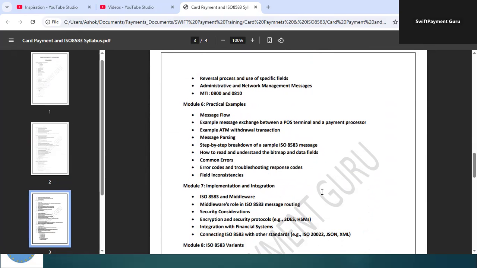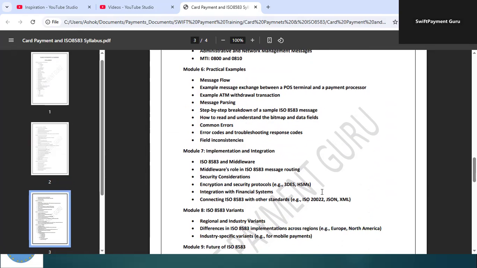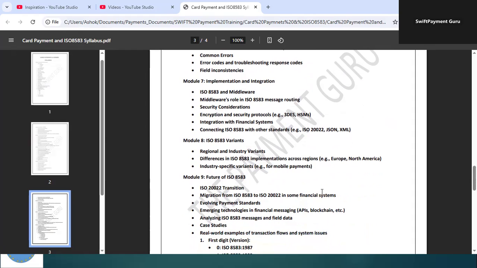breakdown of a sample 8583 message, how to read and understand bitmap and data fields, common errors in card payments, error codes and troubleshooting, response codes, and field consistencies as well. We'll also learn about implementation and integration, which includes ISO 8583 and middleware, the importance of middleware in ISO 8583 implementation, and security considerations. We'll understand encryption and security protocols, for example 3DES and HSMs, and integration with financial systems, connecting ISO 8583 with other standards.